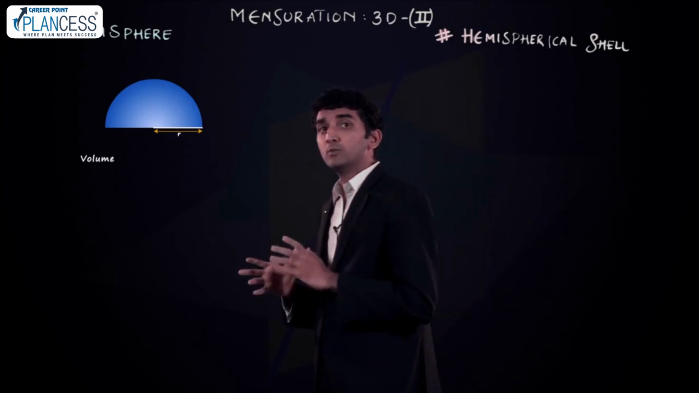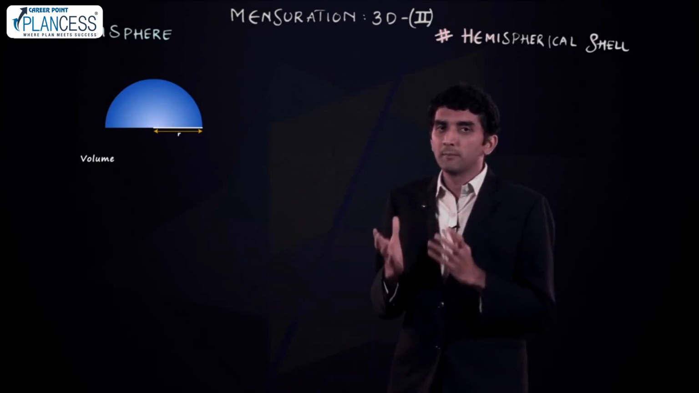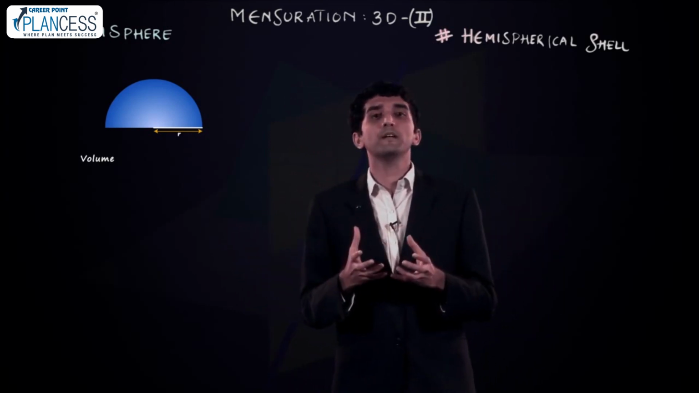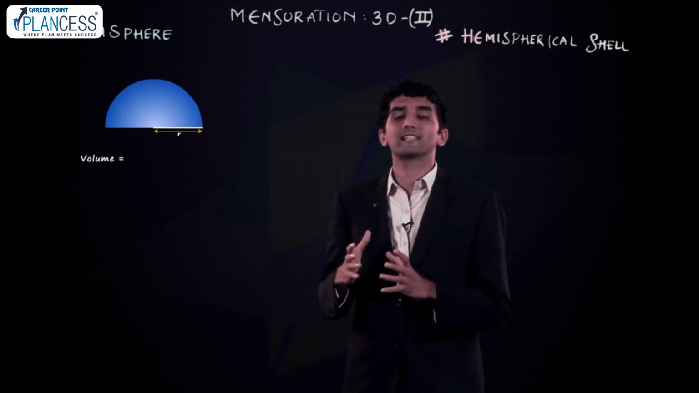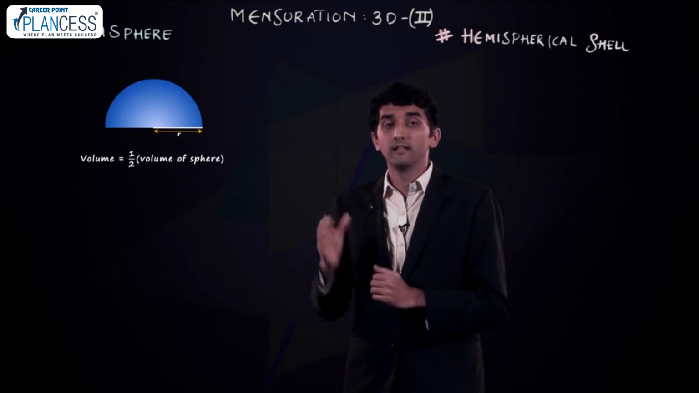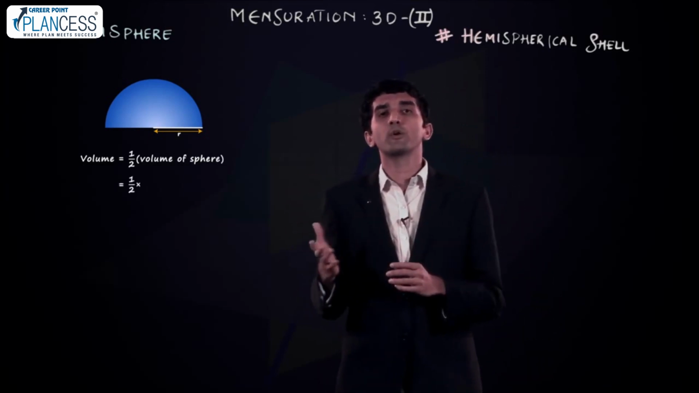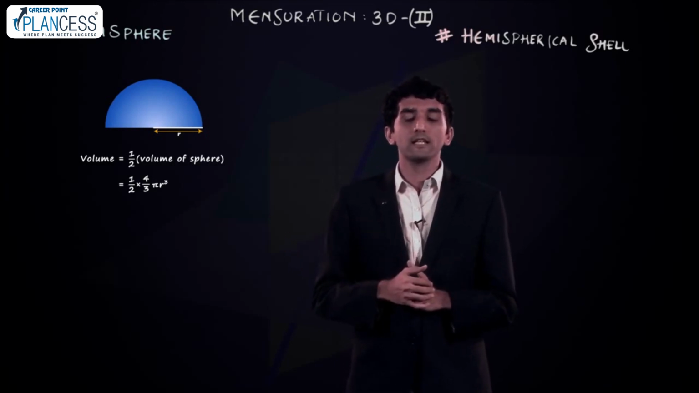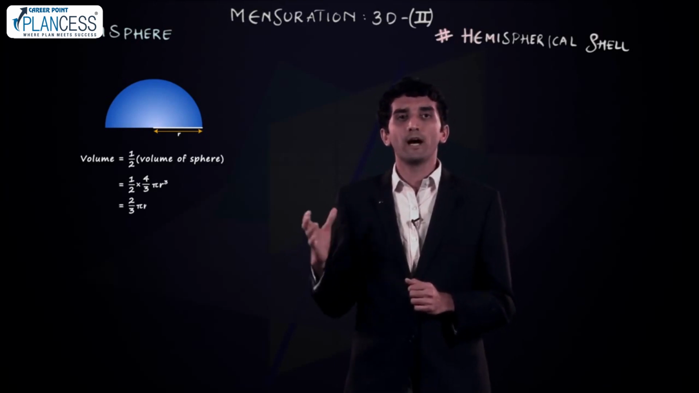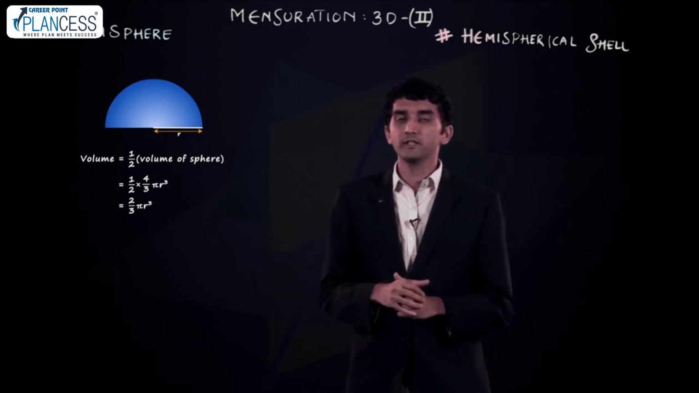Now, the volume of a hemisphere is very easy to calculate, because we know that the volume of a sphere is 4/3 pi r cube, and since this is exactly half of that, the volume of a hemisphere is going to be half of 4/3 pi r cube, and hence the volume of a hemisphere is equal to 2/3 pi r cube. So this is one very important formula for the hemisphere.